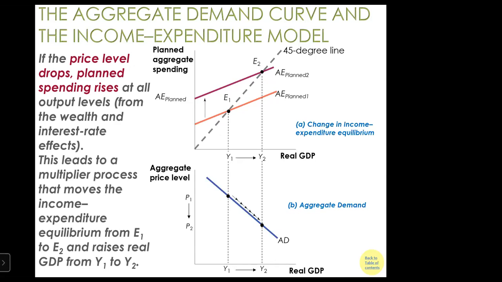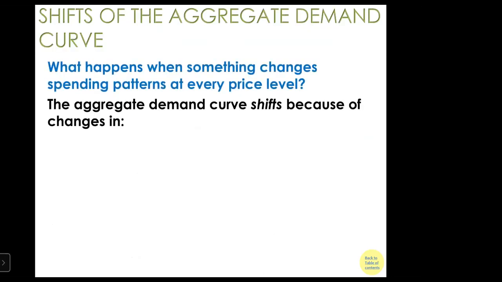Now we bring these two data points into the diagram below. We can see that when the price level declines, the aggregate expenditure will increase, which translates into lower price, higher real GDP. But this is real GDP from the demand side, or aggregate demand. That's why we have a downward sloping aggregate demand curve.